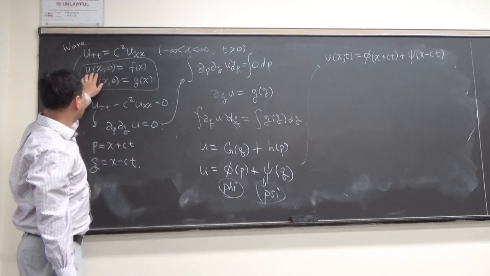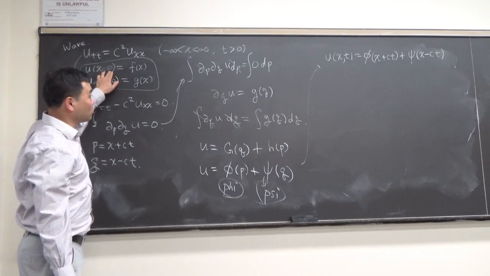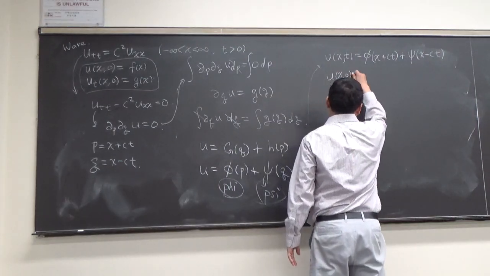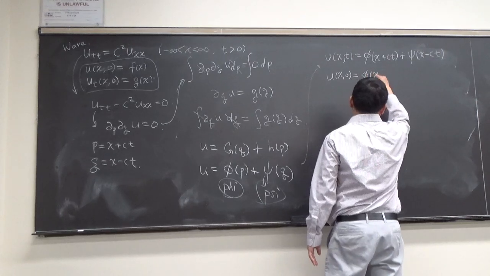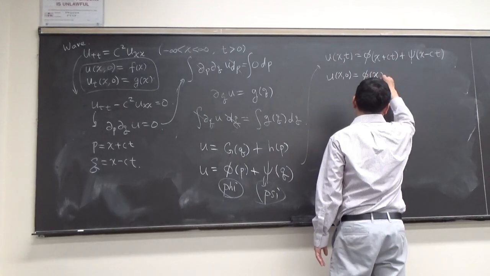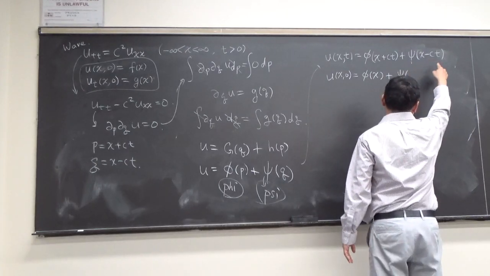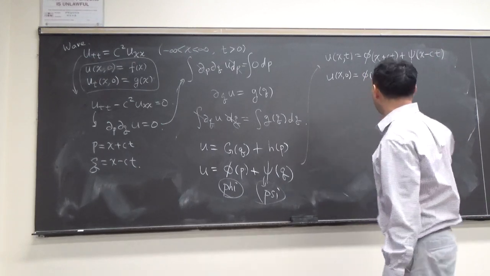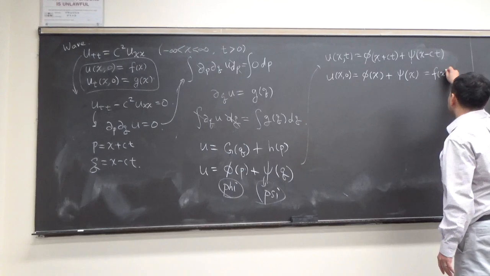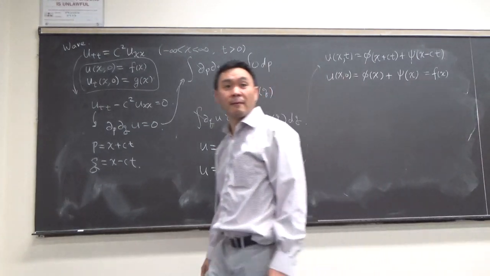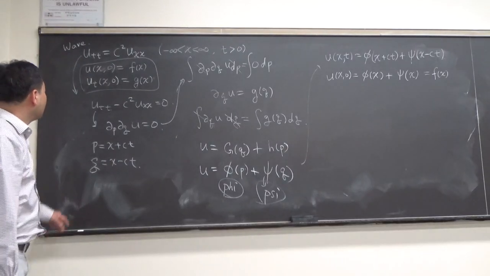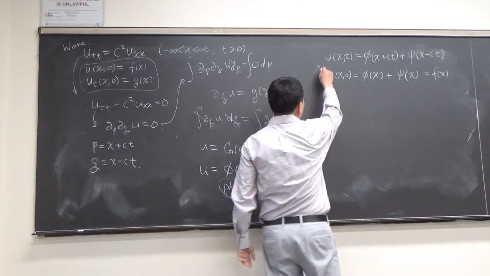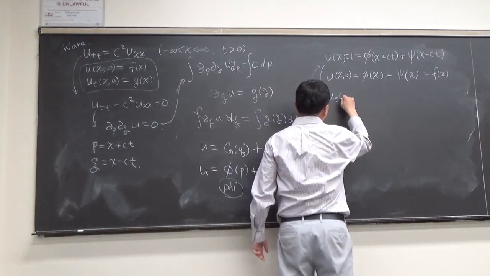So let's see what happens. If I plug in t equals 0 for both sides, here's what you get. You get u of x comma 0 equals phi of x plus c times 0, which is nothing, and psi of x minus c times 0. I'm plugging 0 into t, so it will just be x. And that has to equal f of x. Now, I have to differentiate by t and then plug in 0. So let's try to differentiate this by t. What is u_t(x,t)?